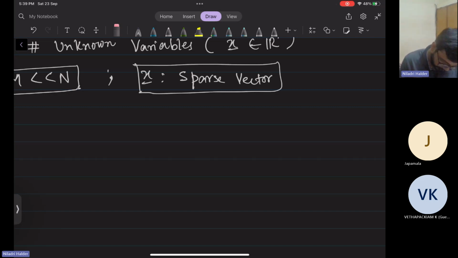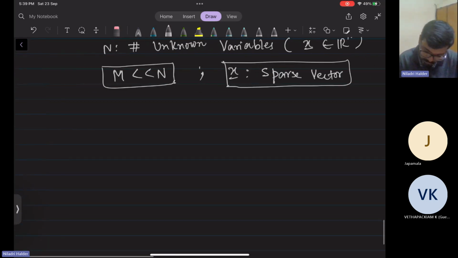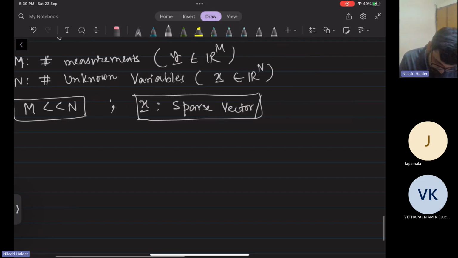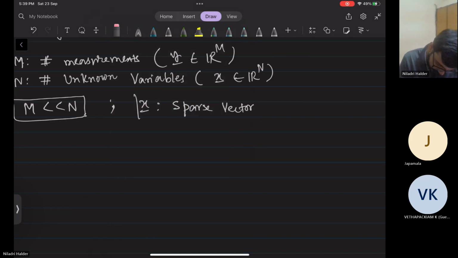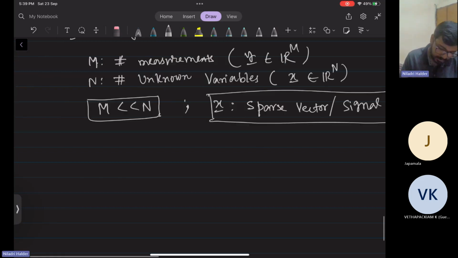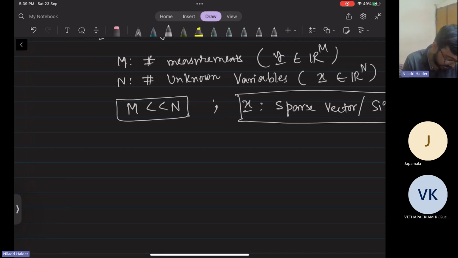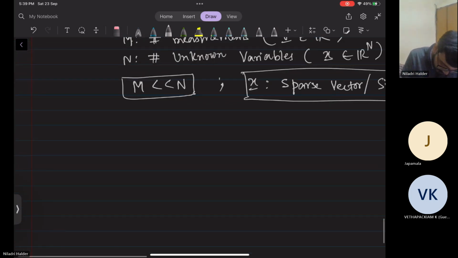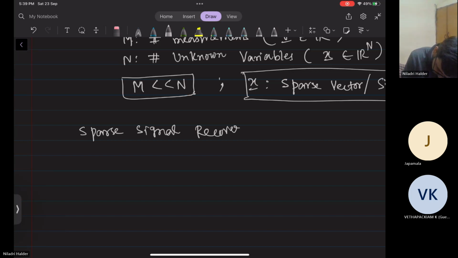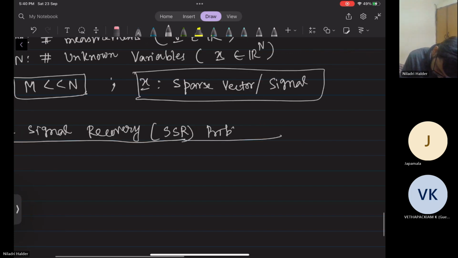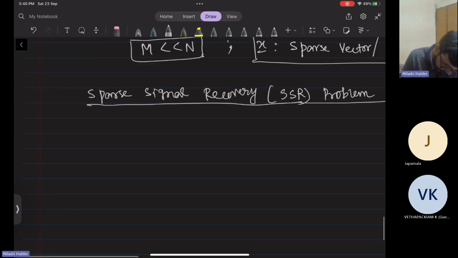Okay, so now there are many procedures to find the sparse vector. The x is called the sparse vector, or you can also write sparse signal. So finding out x from this system model is called the sparse signal recovery problem. So the optimization problem is that.